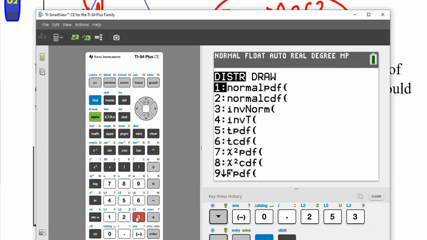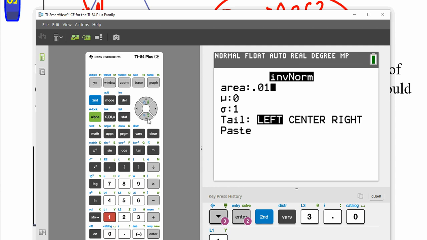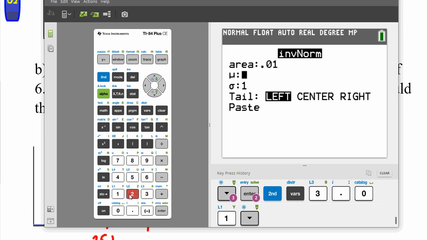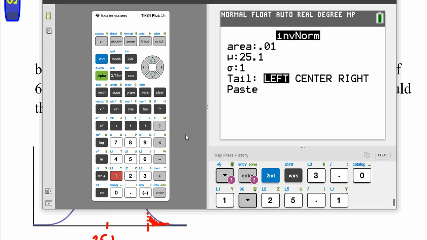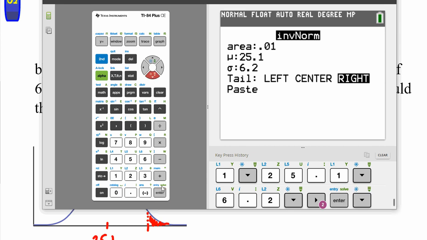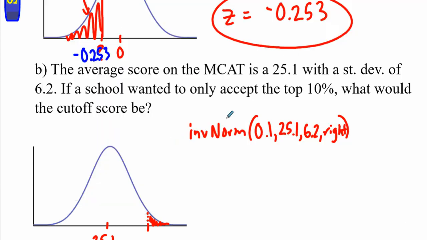So area, we want just the top 10%, so 0.1. Average, in this case, we said is 25.1. Standard deviation 6.2. And then we're going to do a right and run it. 39.5 would be that score then.